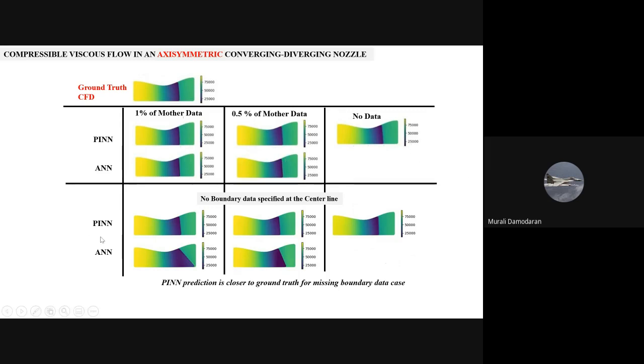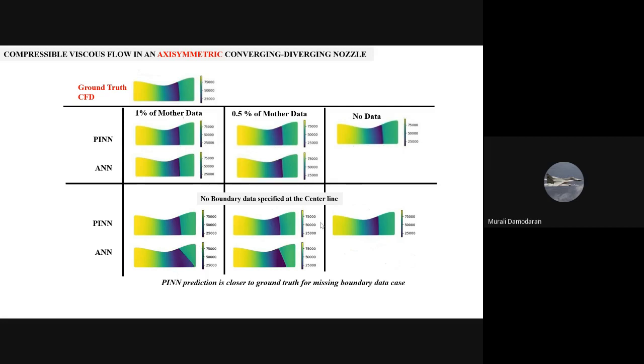Then we have a case where this boundary here, the symmetry boundary, has a boundary condition. You have to put a symmetry boundary condition. On the top, I have put the symmetry boundary condition. What happens if I don't impose the boundary condition? If there's no boundary condition here, then you can see the prediction.